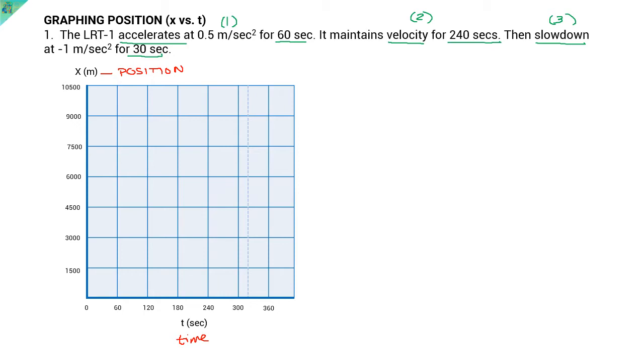First, we'll just assume that something happened here for 60 seconds. Since it accelerates, what we're going to draw is a curve, a parabolic curve, which can either increase or decrease. If the curve has a positive skew like this one, we have a positive acceleration. However, if we have an example which is negatively skewed, something like this, you have a negative acceleration.